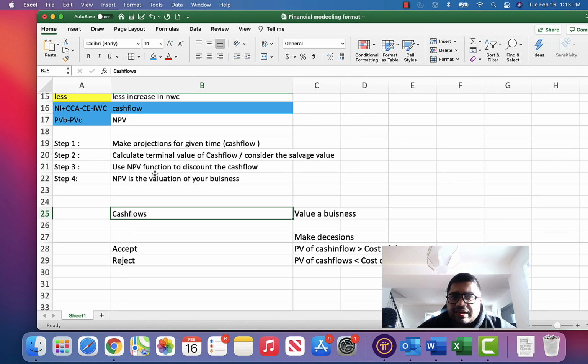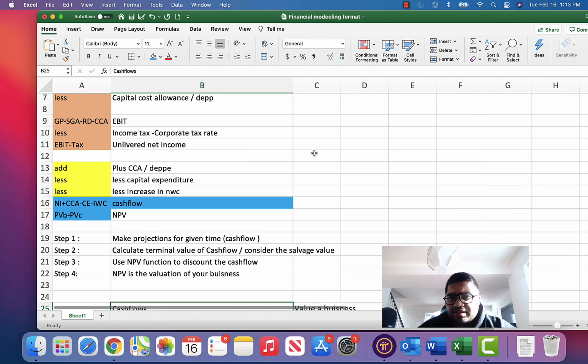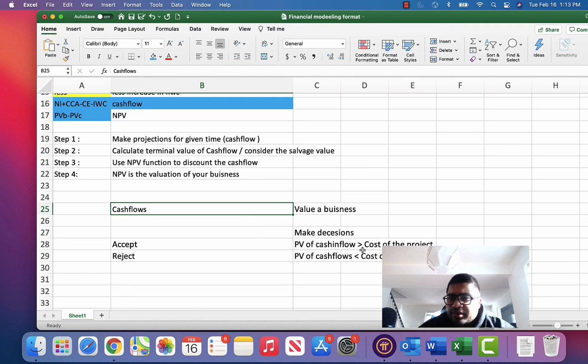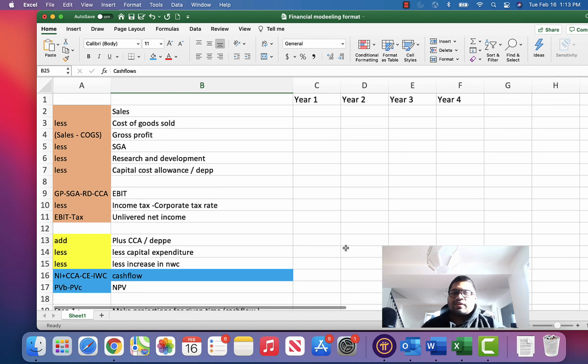Then use the net present value function. We'll see what the function is. Use the net present value function to discount the cash flows. NPV, the present value you get, is the valuation of your business. Or if you're making a decision, compare it with cost. If it is greater than cost, we accept it. If it is less than cost, we reject it. Okay. So in the next part, we'll start solving some problems based on this.